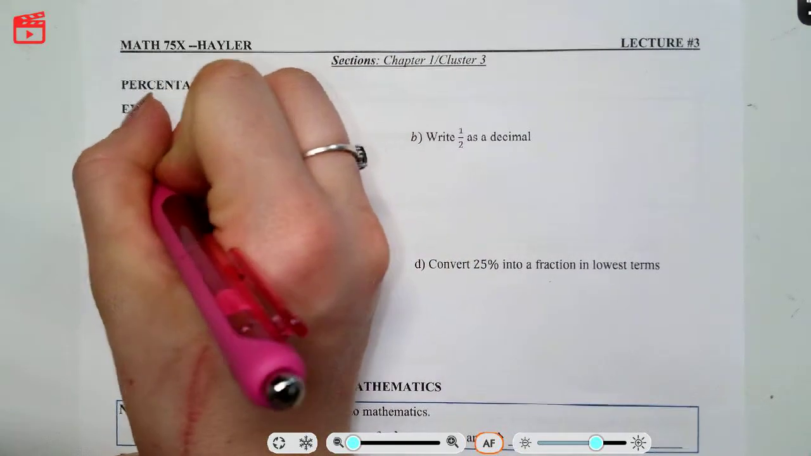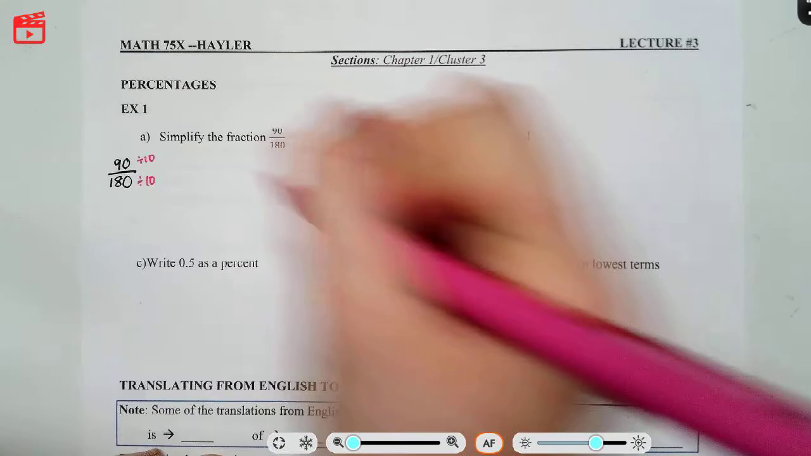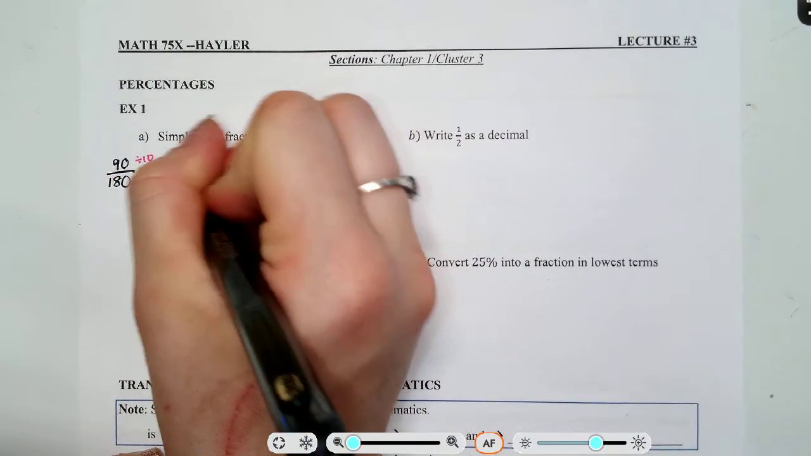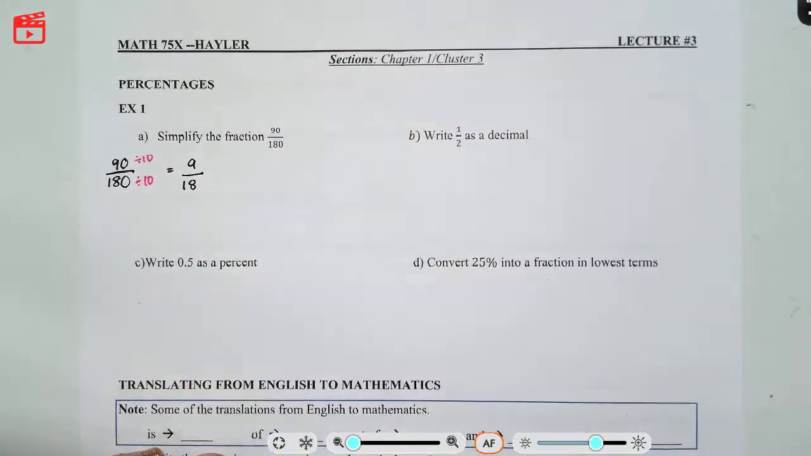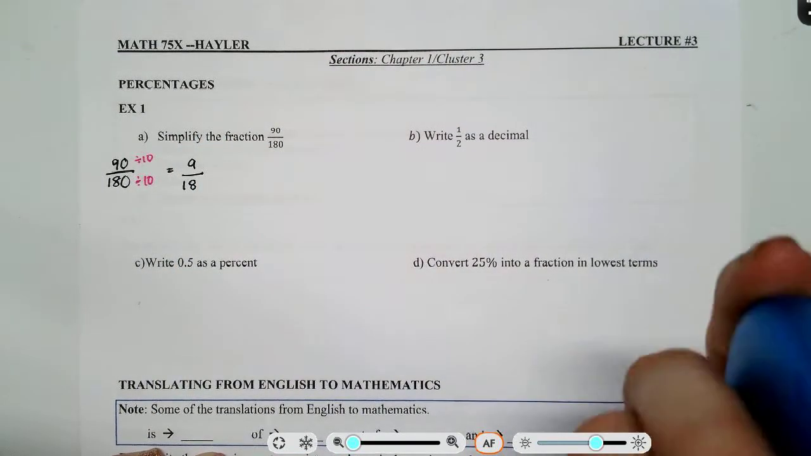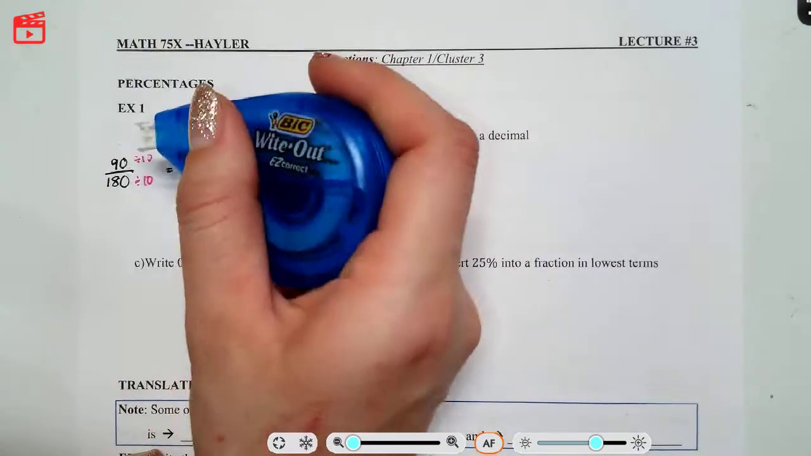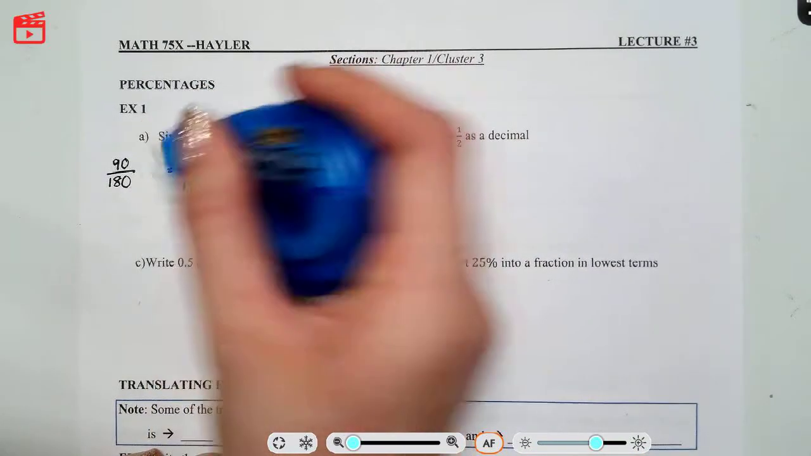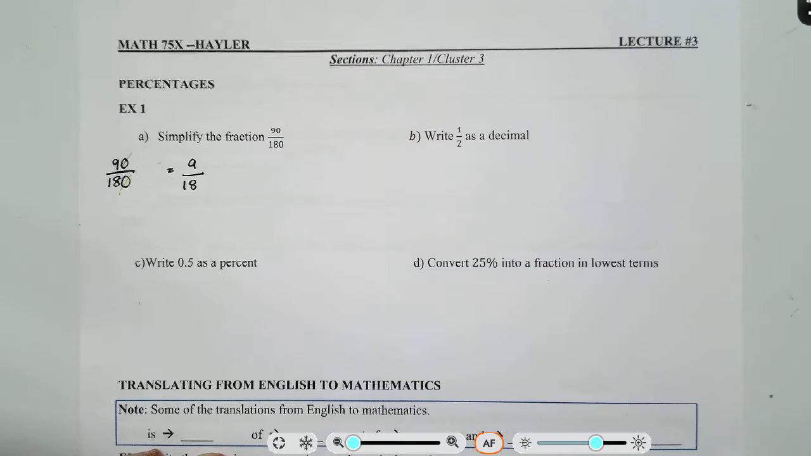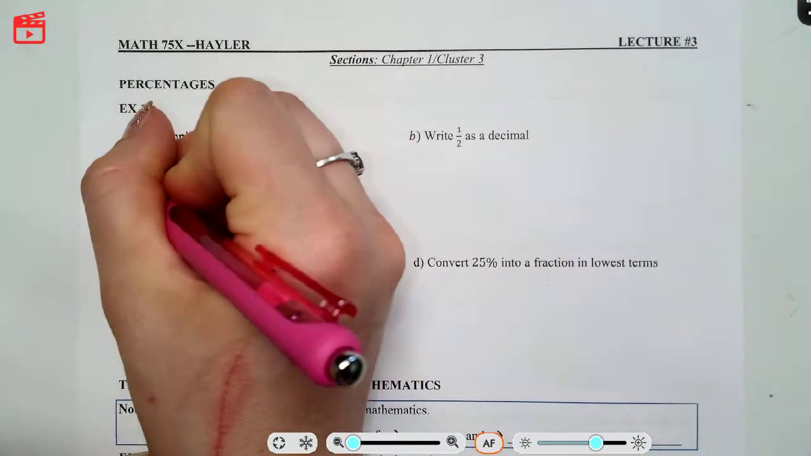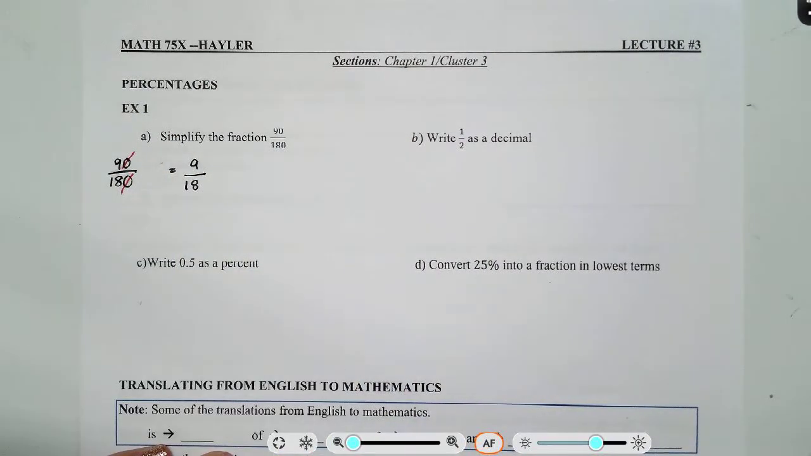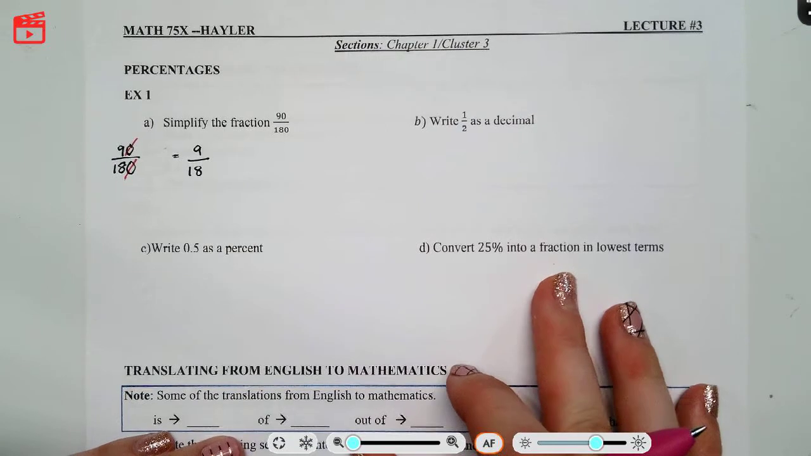So you could go ahead and divide both by 10. And then 90 divided by 10 is 9, and 180 divided by 10 is 18. That works. A lot of times, though, the shortcut we would use, instead of showing that division, would be to just cancel out the zeros, because we know they're both divisible by 10. So that slashing out shortcut is what a lot of times we'll end up using.